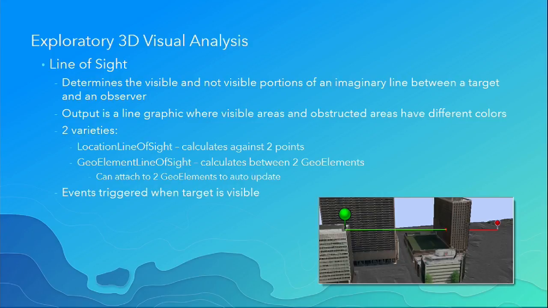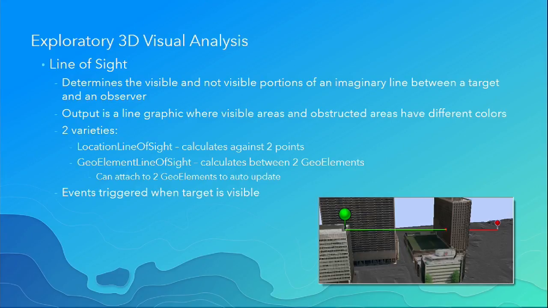And part of that line is visible, but the rest of it is obstructed by the building. So if that red graphic were to move further towards the bottom of the screen, it would eventually become visible. So there's two varieties of line of sight that we support in the runtime. We have location line of sight and geo-element line of sight.